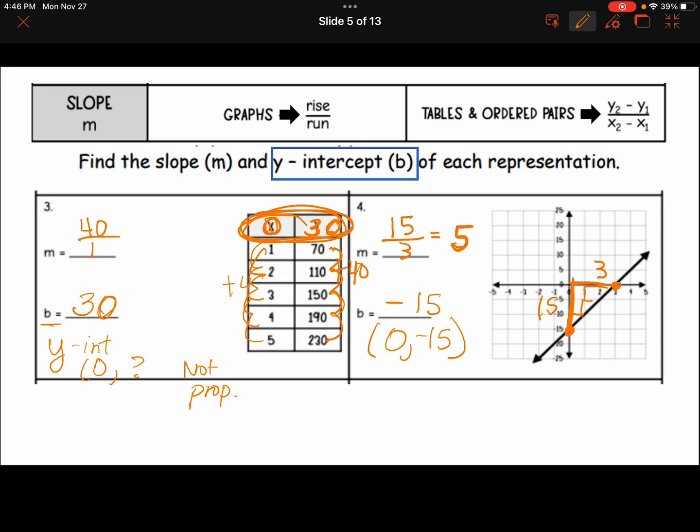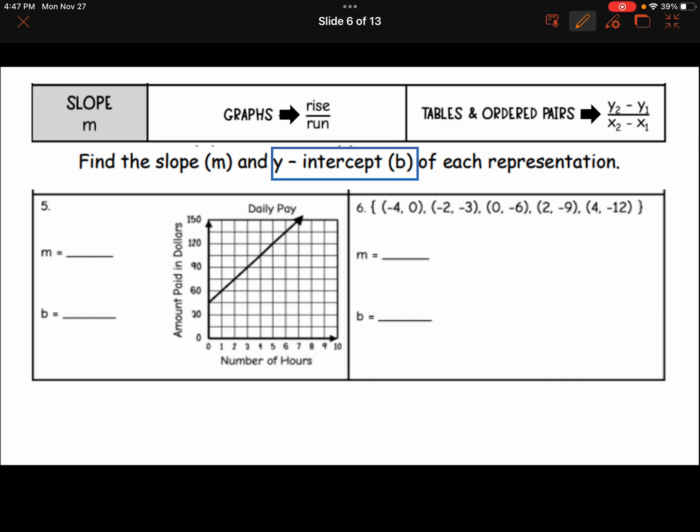A non-proportional graph. Looking at number 5. Number 5 is a word problem. Again, the slope is not 1. You've got to pay attention to your units. It looks like each of these is 15.